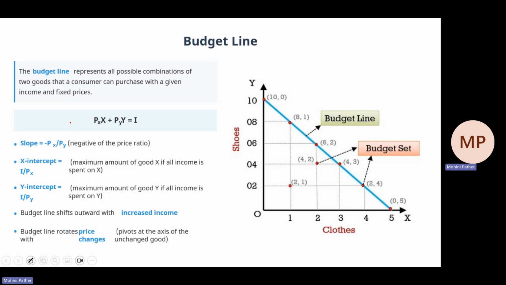As you can see in the formula, price times the quantity of X plus price times the quantity of Y must equal our income. The reason we say that is because in this scenario, we are not saving anything. We're trying to spend the entirety of the budget.